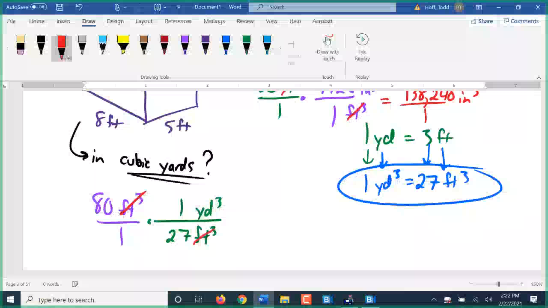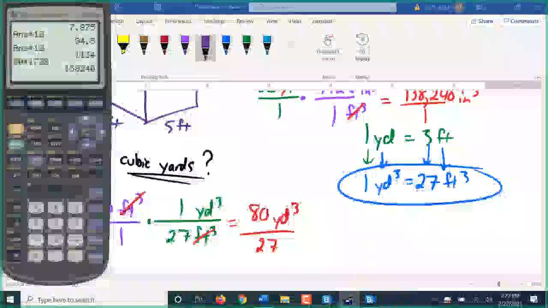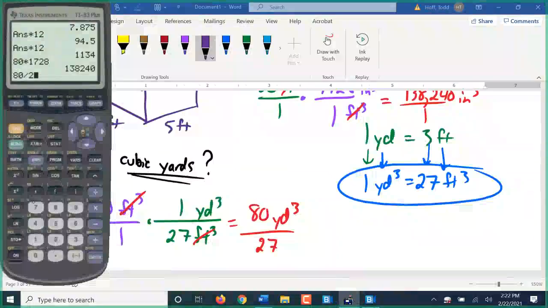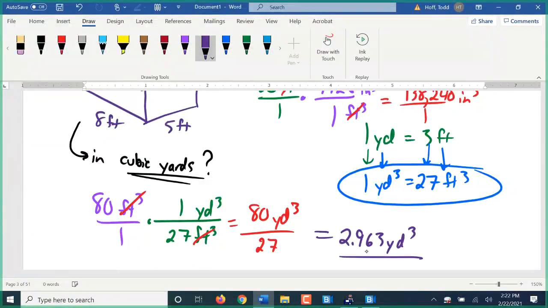Cubic feet will cancel out here. We've got 80 times 1 cubic yard is 80 cubic yards, over 1 times 27 is 27. And then we just divide it out. 80 divided by 27 is going to give us 2.963 cubic yards.